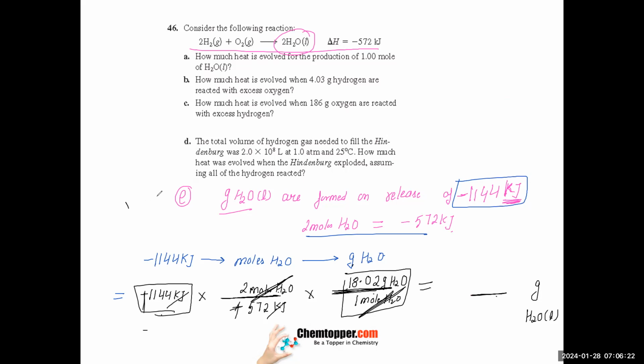Is this question clear? So this is dimensional analysis. They can give you amount of energy released and they can ask you how much water formed, how much oxygen needed, how much hydrogen needed, like this. Anything they can ask. And then you can use this balanced equation to convert kilojoules to moles, moles to grams. So this is called as planning.